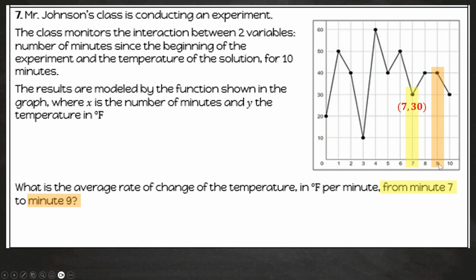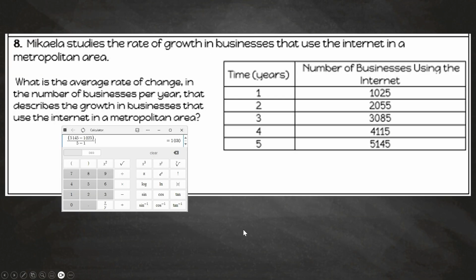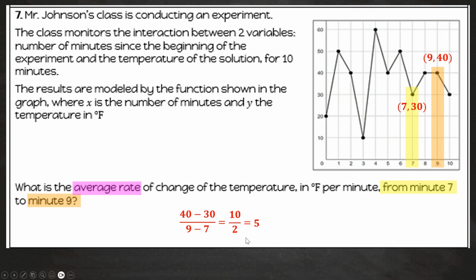So we're going to look at 9 minutes. So we're looking at the points. At 7 minutes, it was 30. At 9 minutes, it was 40. So now we're going to calculate the average rate of change between those 2 points. So we would do 40 minus 30 divided by 9 minus 7. Well, that simplifies to be 10 over 2, which is equal to 5. So our average rate of change is 5. It's that simple.